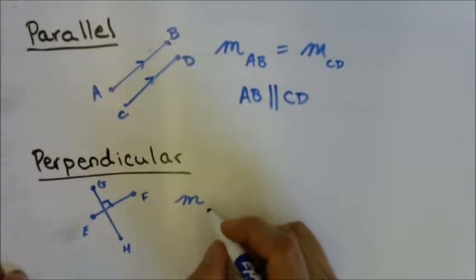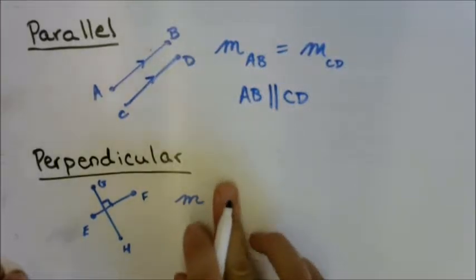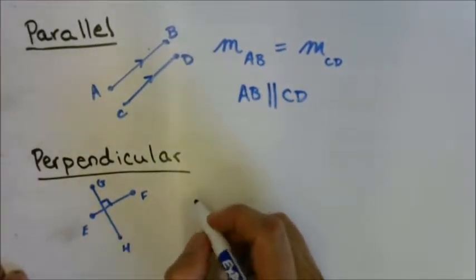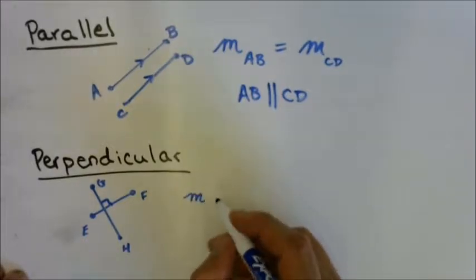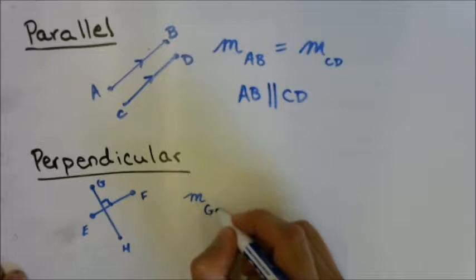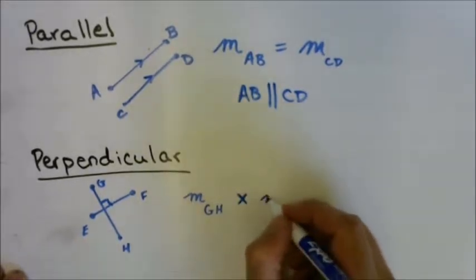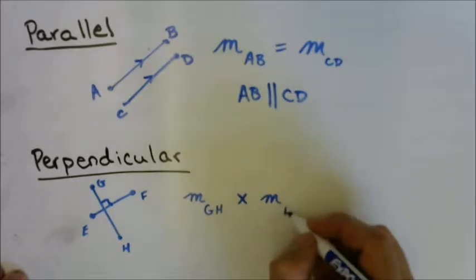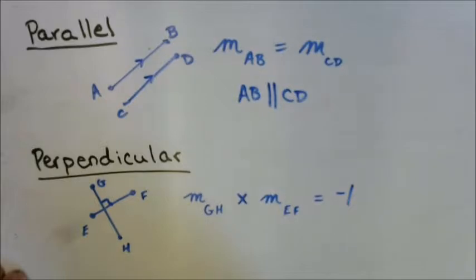Well, we need to say that these slopes have to be perpendicular to each other. And the way that we do that and prove that is we show that the slope of GH times the slope of EF equals -1.